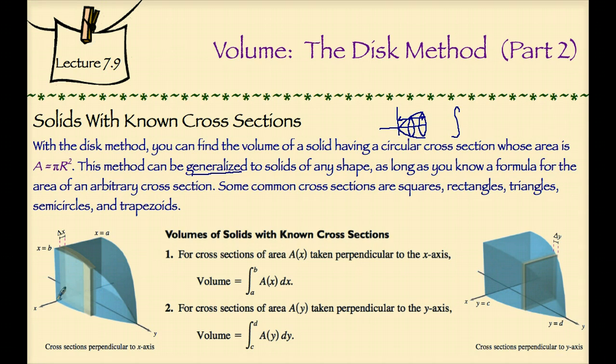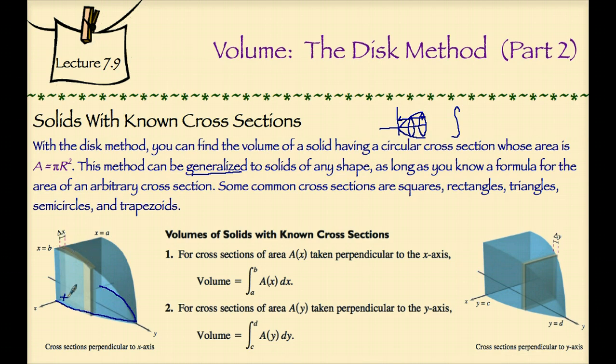Notice in this figure that the base of this solid is a parabola. Previously, we were taking a curve and rotating it around an axis to generate a solid. But now we're going to let this region be the base of the solid, and we're going to build a three-dimensional shape on top of that region. In this case, the cross-section is going to be squares.